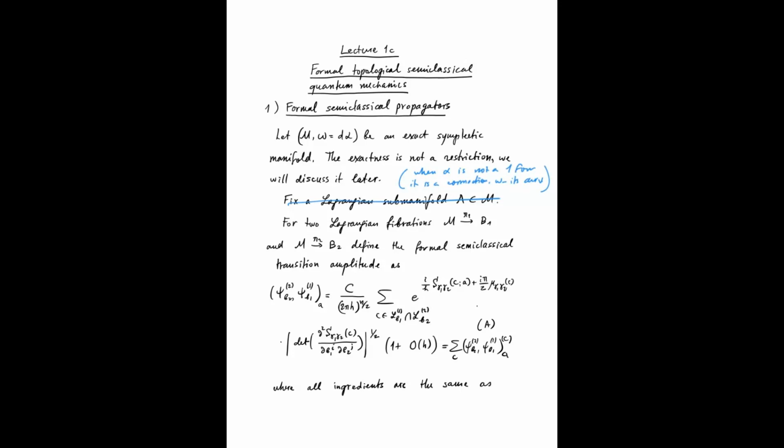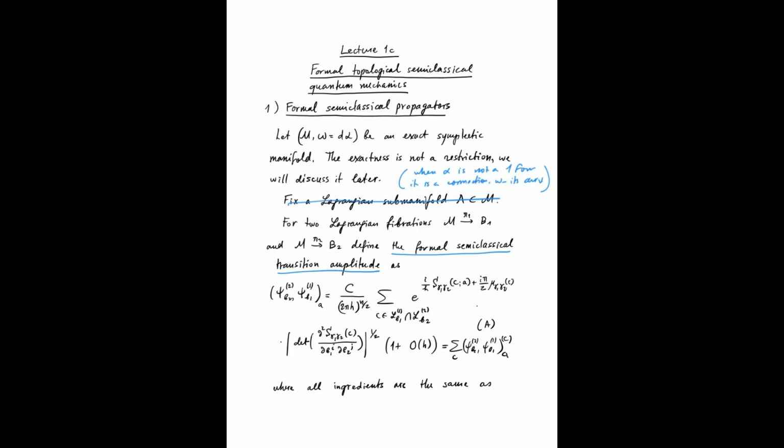So now let's assume that we have two Lagrangian fibrations. In other words, we have two classical integrable systems. And given this geometric data, let's define a formal semi-classical transition amplitude. It's a formal version of what we discussed before as a semi-classical limit of the existing amplitudes, but now we just define it from scratch, as follows.